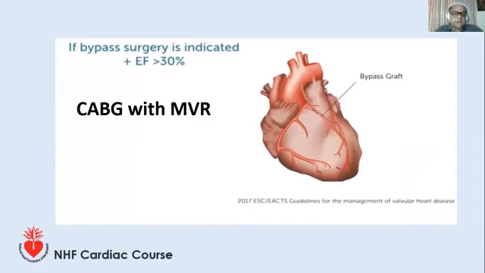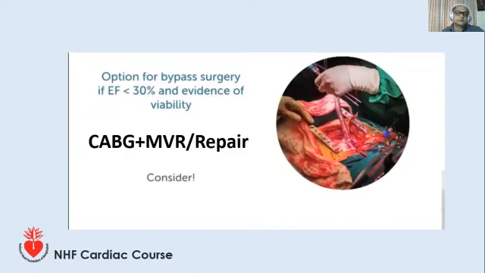Regarding secondary MR, if bypass surgery is indicated with ejection fraction of 30% or more, surgery with MVR is the option. Another option: when bypass surgery is needed but ejection fraction is less than 30%, with evidence of viability of the myocardium, there is a chance of improvement of LV function. In these cases, we do CABG with either mitral valve replacement or repair.